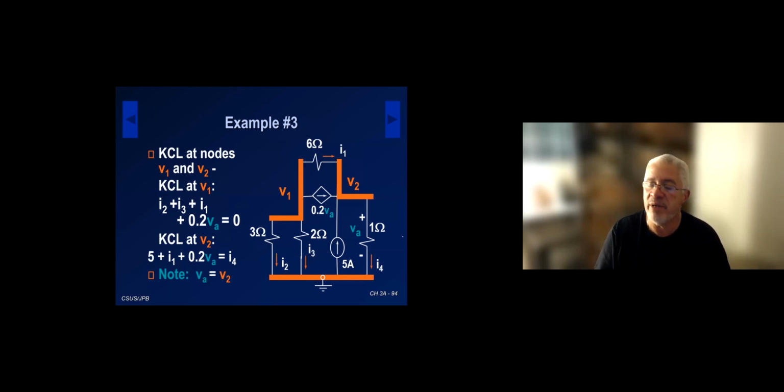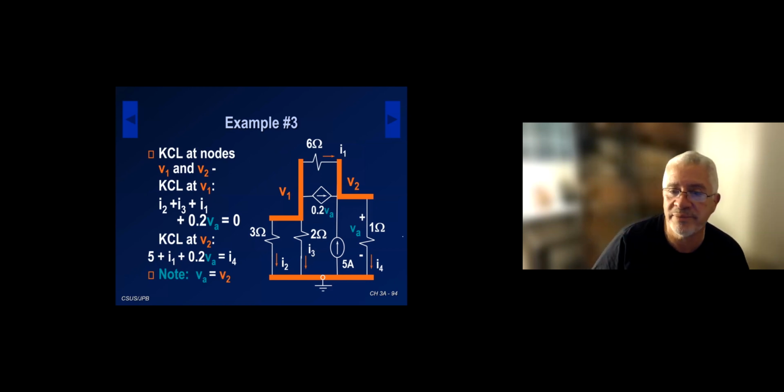I highly recommend to students when you start doing this at first to just do a quick count of how many branches are coming off the node, so that you make sure you have one parameter per branch and you don't forget a current. So that's KCL at node V1.